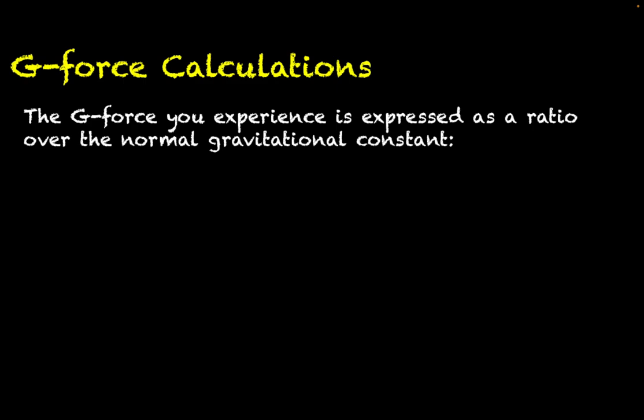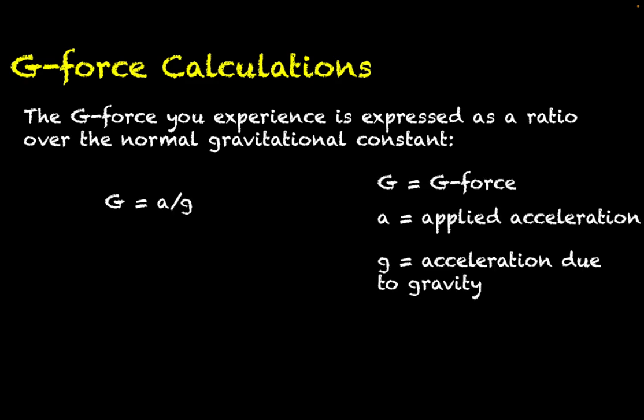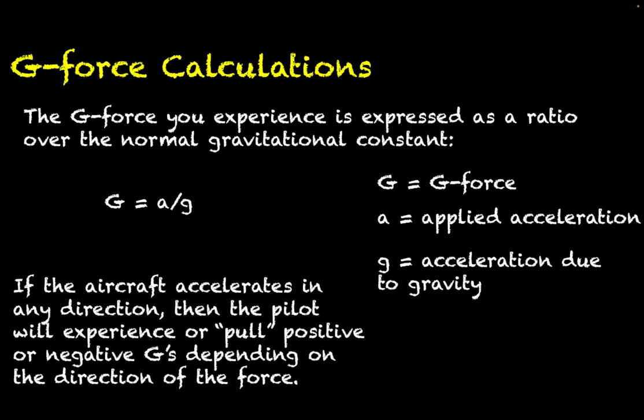So the g-force that you actually experience is expressed as a ratio over the normal gravitational constant of 9.8. So the g-force, or capital G, is equal to the applied acceleration divided by little g, which is that 9.8 figure that we just had. So if the aircraft that you're piloting accelerates in any particular direction, then you, the pilot, will experience or pull positive or negative G's depending on the direction of the force, okay?